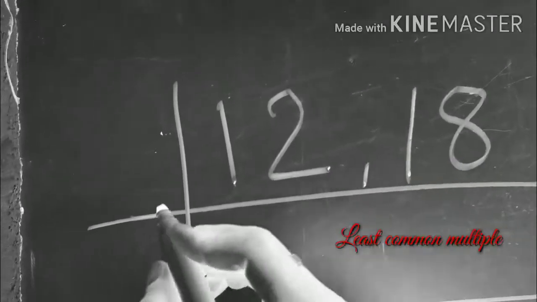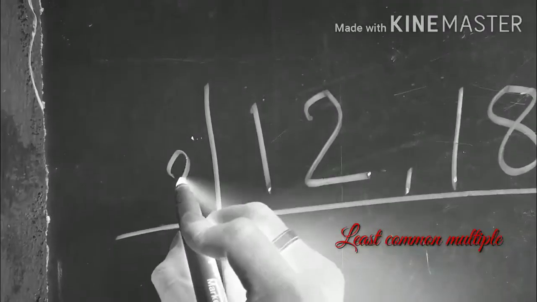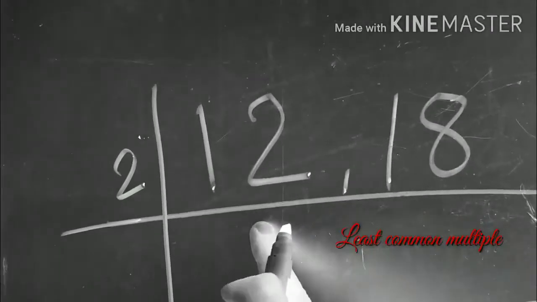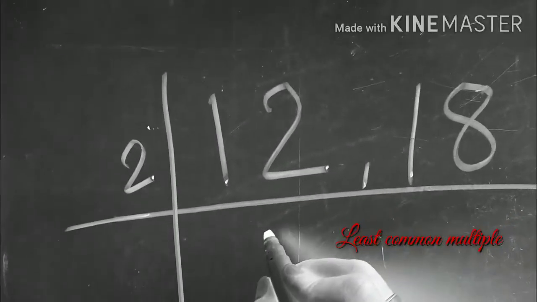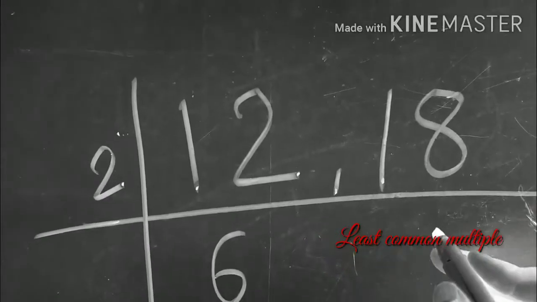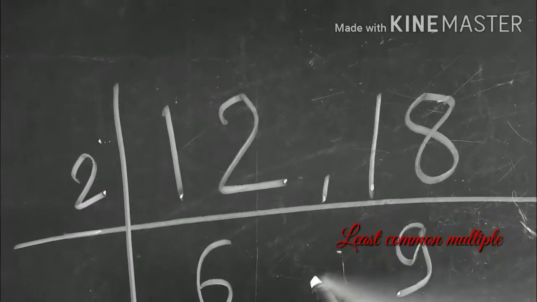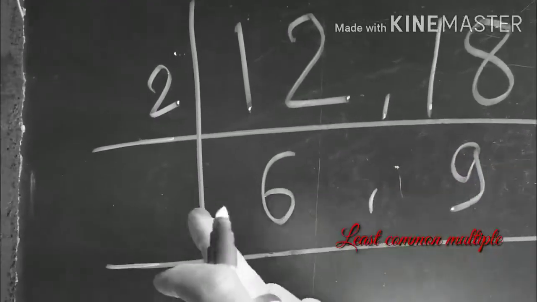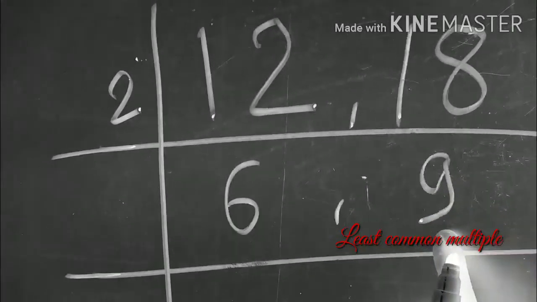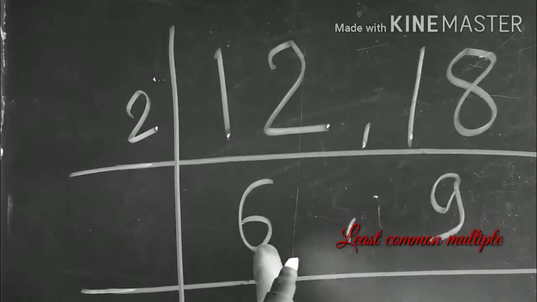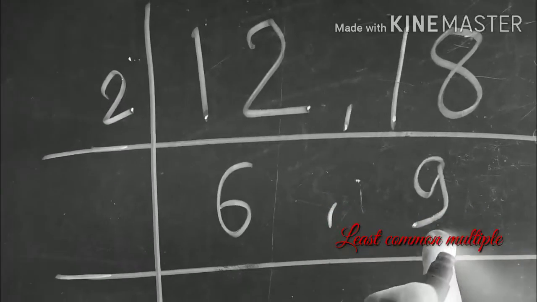So we will start from 2. 2 is common for each term, 12 and 18. So 12 divided by 2 is 6, and 18 divided by 2 is 9. Then again 2 is common for this, but 2 is not common for this one. So we will take the next number, 3. 3 is common for this number and this number.